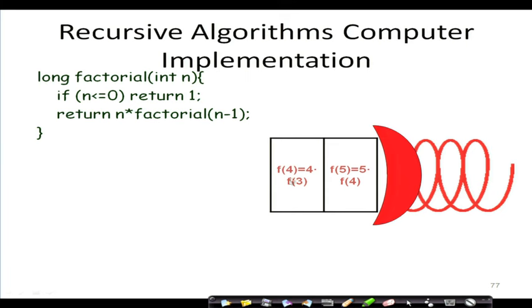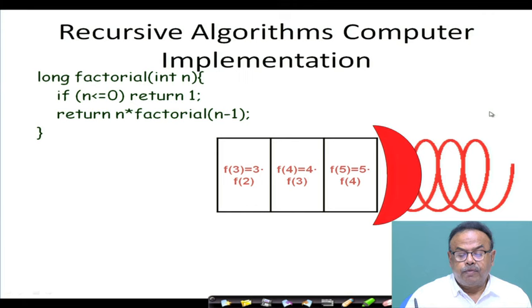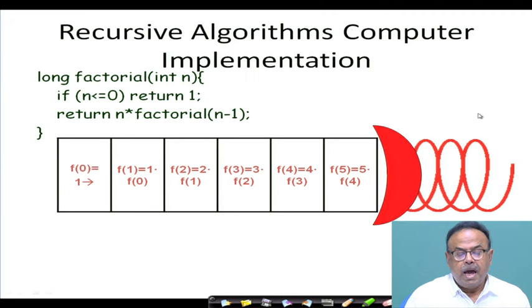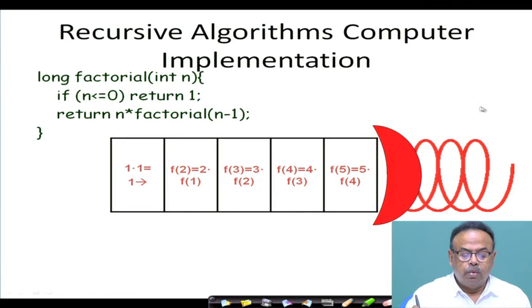F4 is being expressed in terms of F3. Everything is being expressed, F is being expressed in terms of F. F3 is being expressed in terms of F2, F2 is being expressed in terms of F1, F1 is being expressed in terms of F0, and I know what F0 is. So, F0 is 1. So, I go back and I know that now F0 is 1, therefore, F1 is 1 into 1, and in this way I go back in this way.